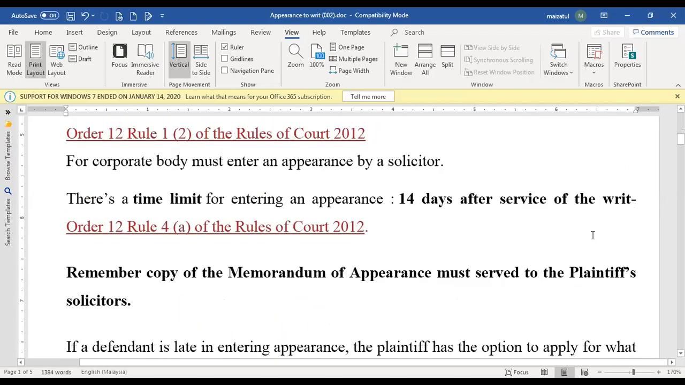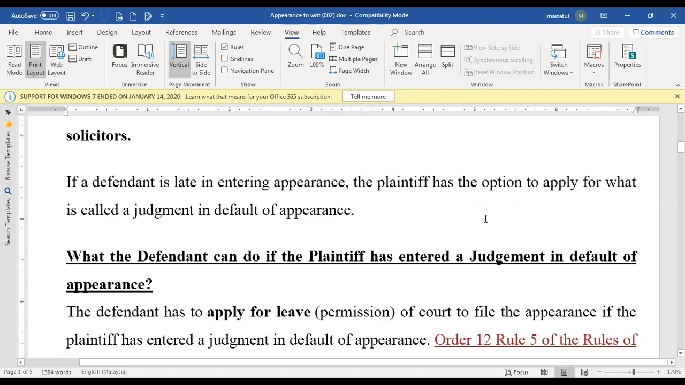Okay, one point you must understand: for a corporate body, the appearance must be filed by a solicitor. The appearance must be filed under Order 12, Rule 4, within 14 days after the service of the writ. For example, if the defendant received the writ today, on the 12th, then within 14 days after today they have to file the memorandum of appearance in court. Remember, after filing the memorandum of appearance, the document must be served on the plaintiff's solicitors.